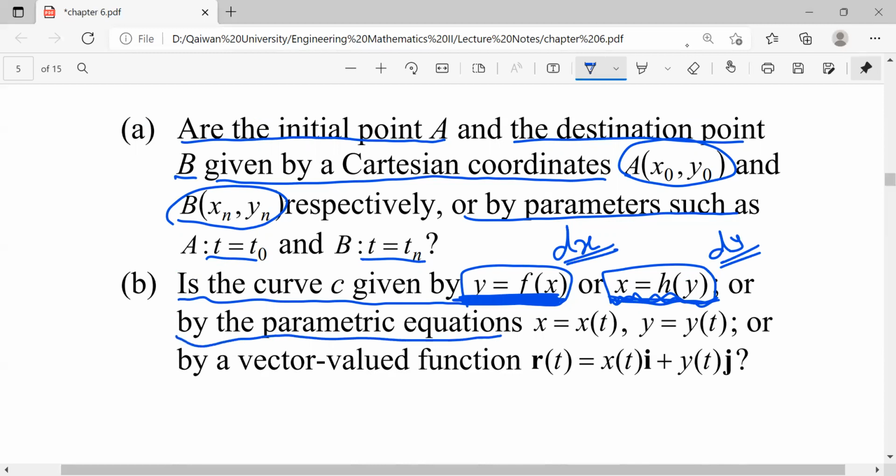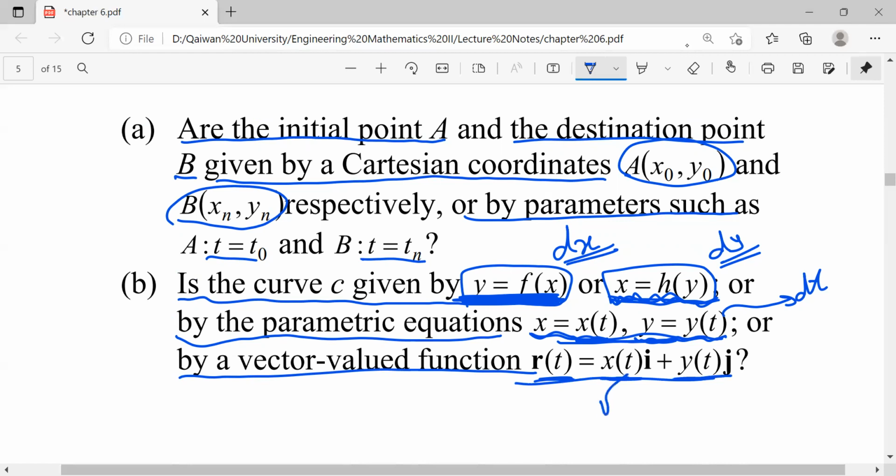Or the curve C is given by parametric equations, x is x of t and y is y of t. In this case, we must find the integration with respect to t. Or it is given by a vector valued function, r of t equals x of t i plus y of t j. Here it's the same as the above one, this is x of t and this is y of t. So in this case, we find the integration with respect to t.